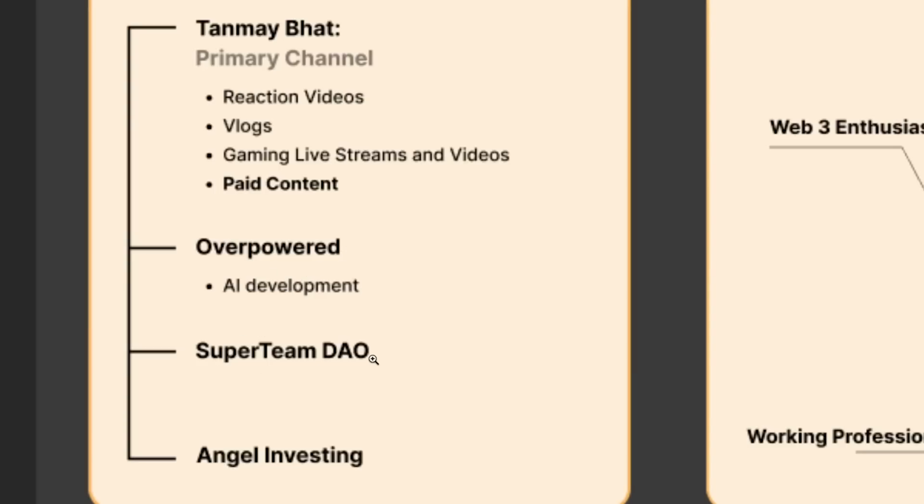Super Team DAO, I have absolutely no idea what this is. And then he has angel investing. This is fine, pretty straightforward. He invests in a lot of companies. Now, another thing over here is that these three items, overpowered, super team, and angel investing, are at the same level as Tanmay Bhat. Why?